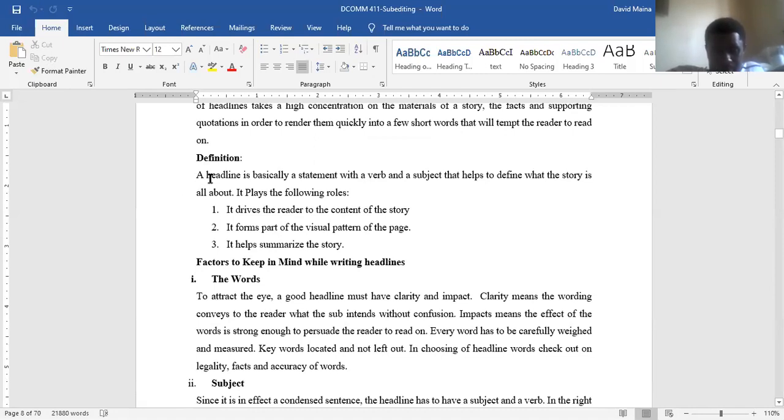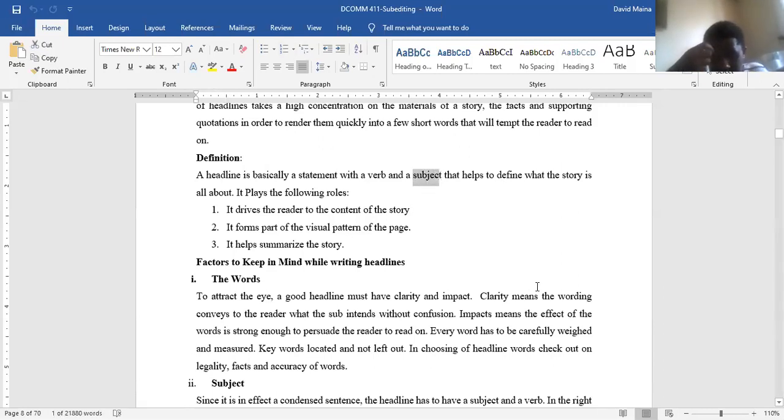Here we are saying that a headline is basically a statement with a verb and a subject that helps to define what the story is all about. A headline is basically a statement with a verb. A verb is a doing word or a word that shows an action. And a subject. A subject is what you are talking about.